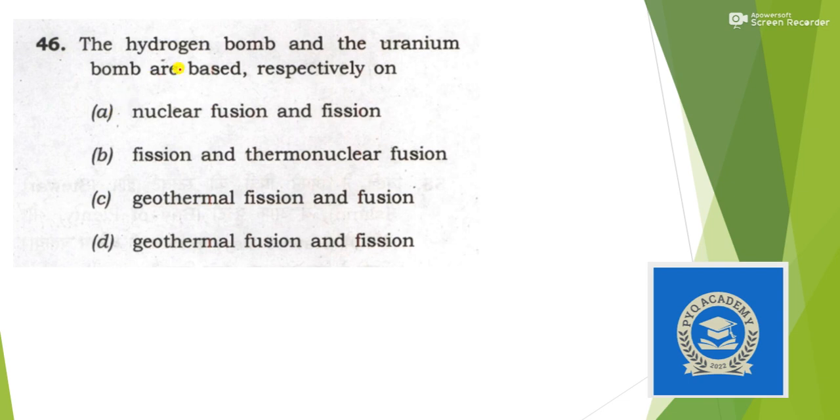Next, the hydrogen bomb and the uranium bomb are based on. Again, it is a very easy question, no need for any explanation, although it is mentioned in the book directly that the hydrogen bomb works on the principle of nuclear fusion, and the uranium bomb, that is the atom bomb, works on the principle of nuclear fission. Nuclear fusion is also there in the sun. So answer here is option A.